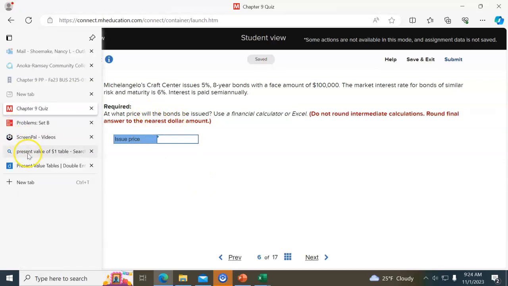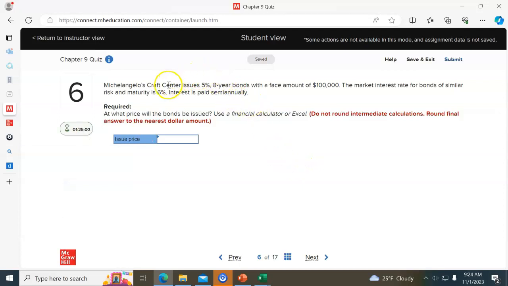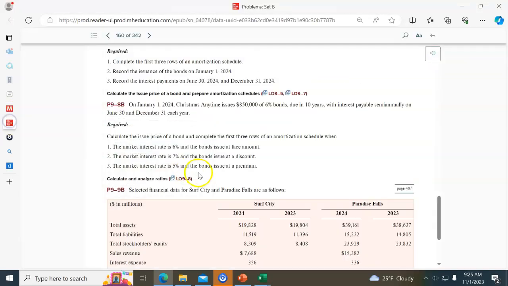Let me try to redeem myself. What is the payment they're going to receive every 6 months? $2,500, right? $2,500. So we can go to the tables. I'm a little scared to do it, but we're going to try, and we are going to figure out what the bonds will be issued for. 16 periods, the market rate per period is 3%, right? So 3% for 16 periods at 100,000.